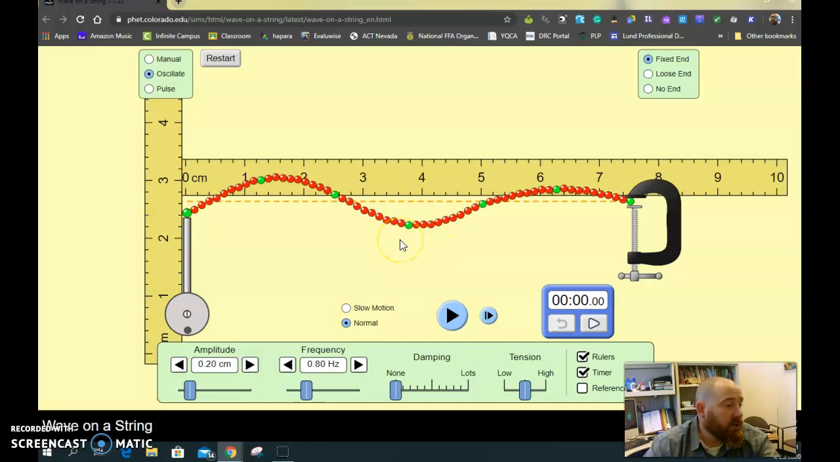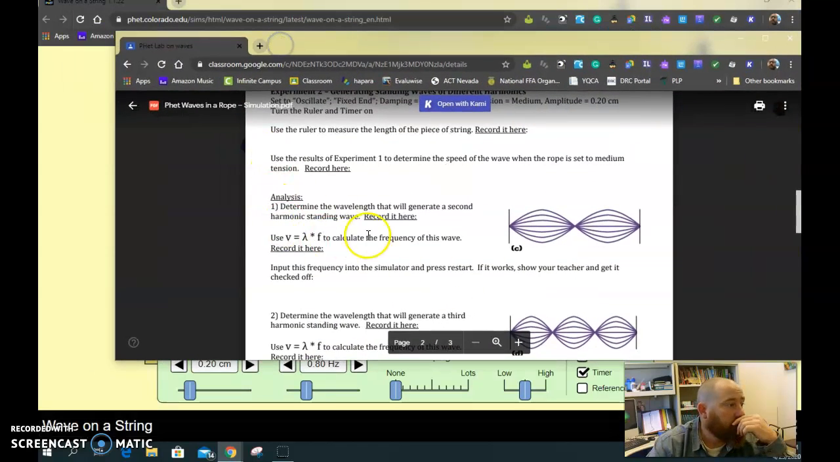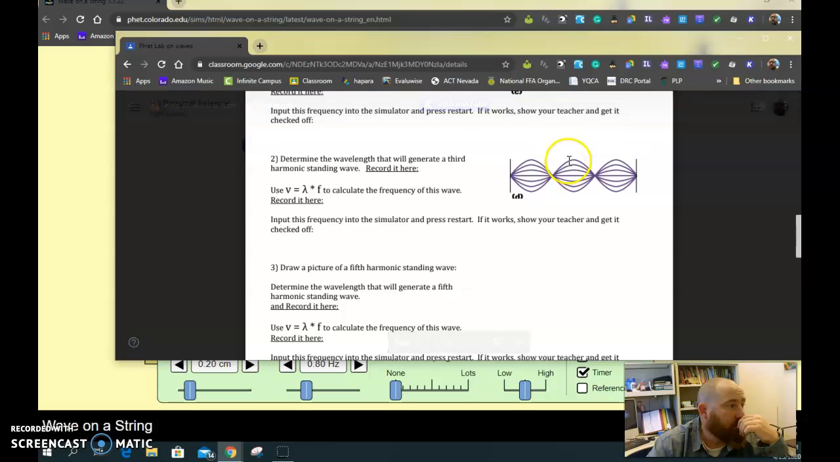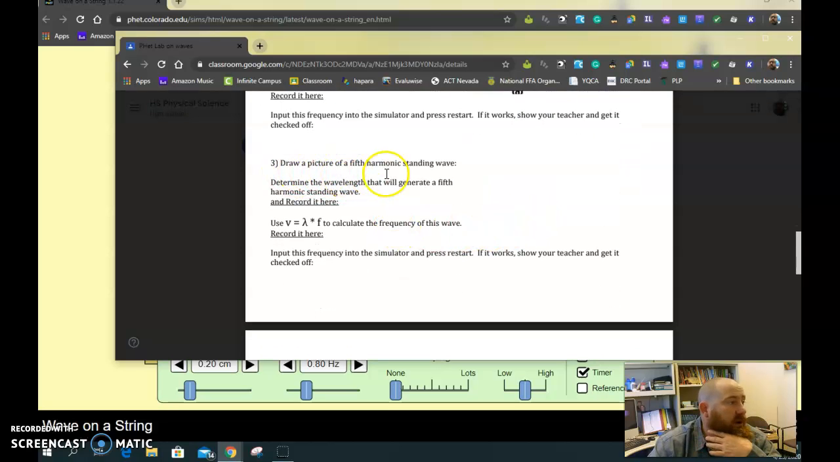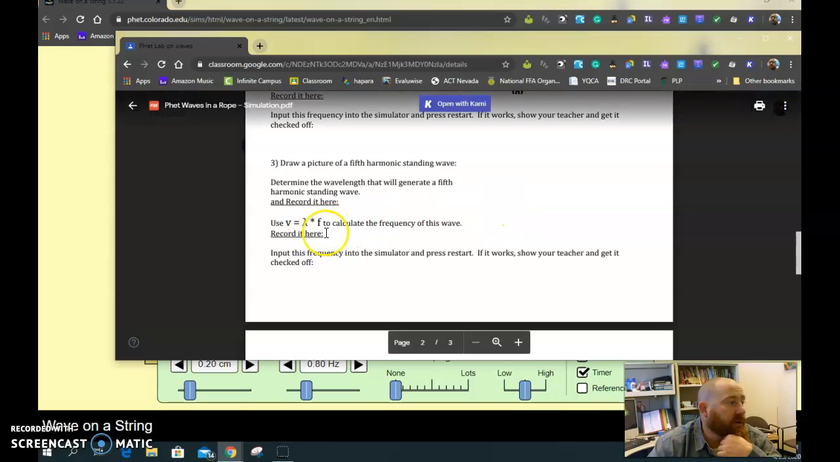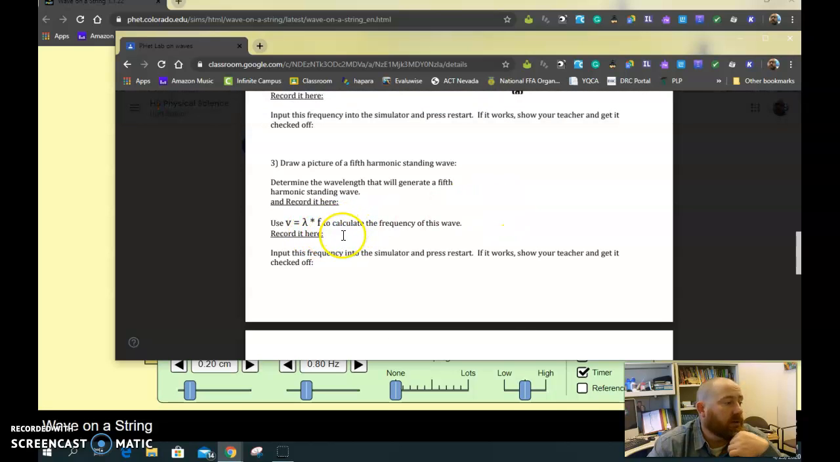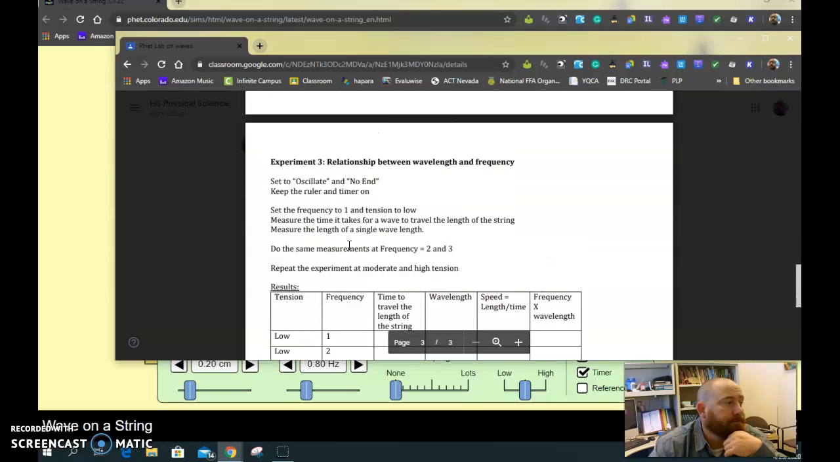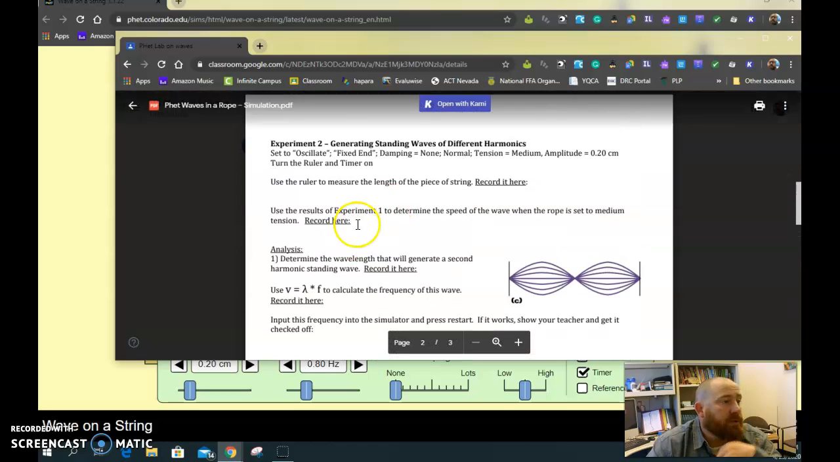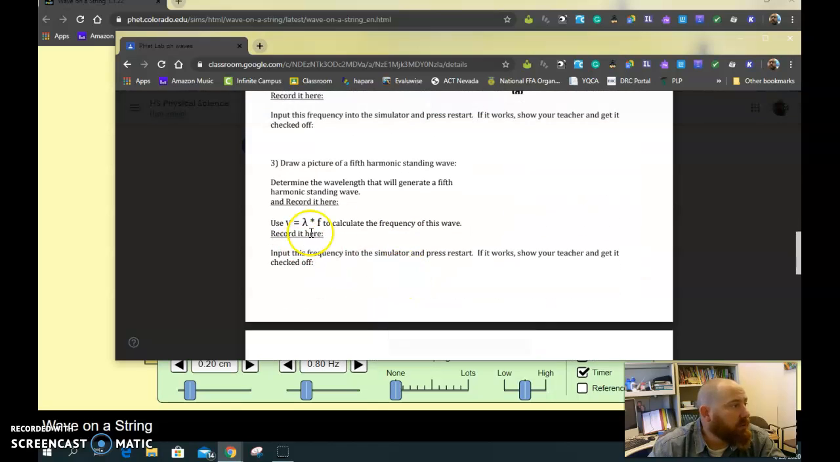So you're going to do that same thing to figure out how to get 3, and you'll do the same thing. You'll draw a picture to get 5, and you can record what you think your frequency would be for that. Okay? So hopefully that will help you to be able to get through all of that.